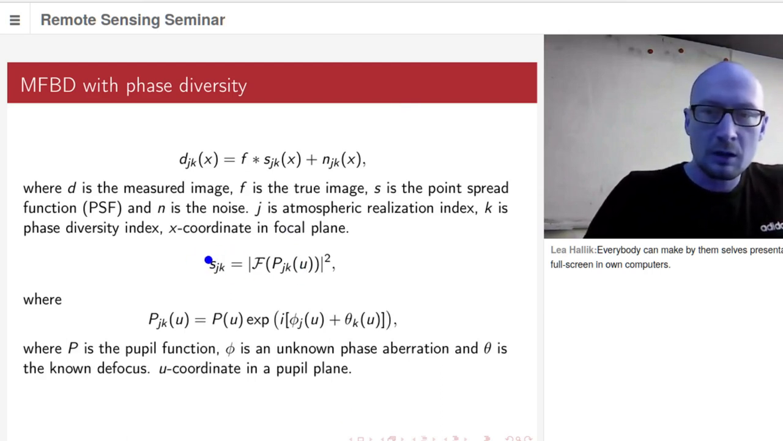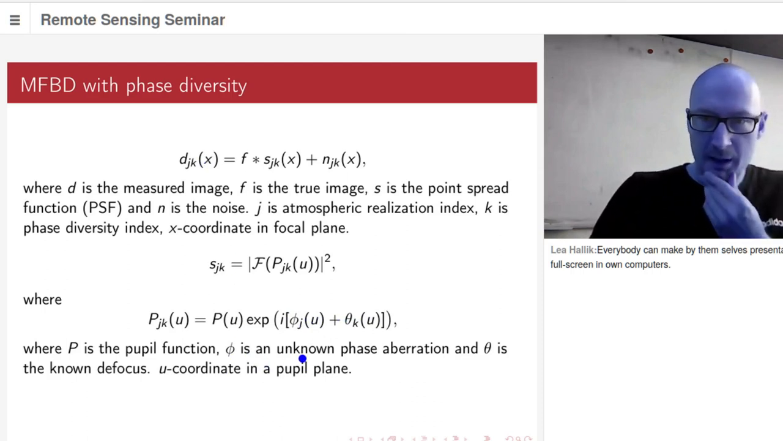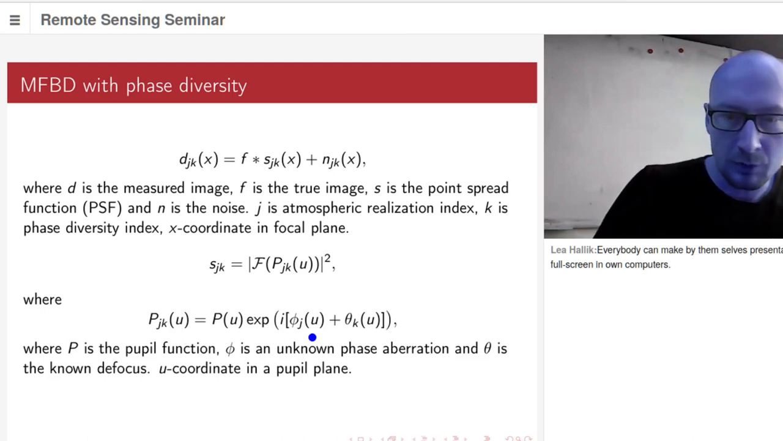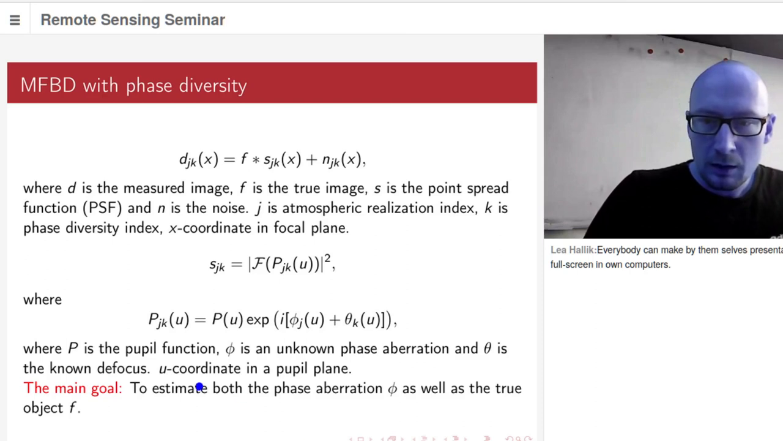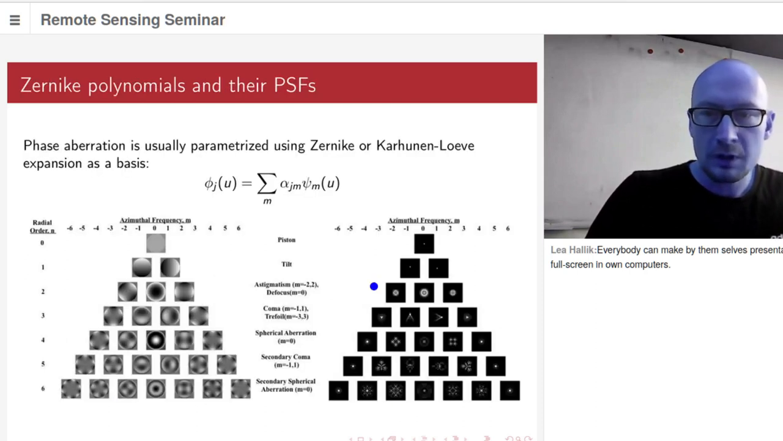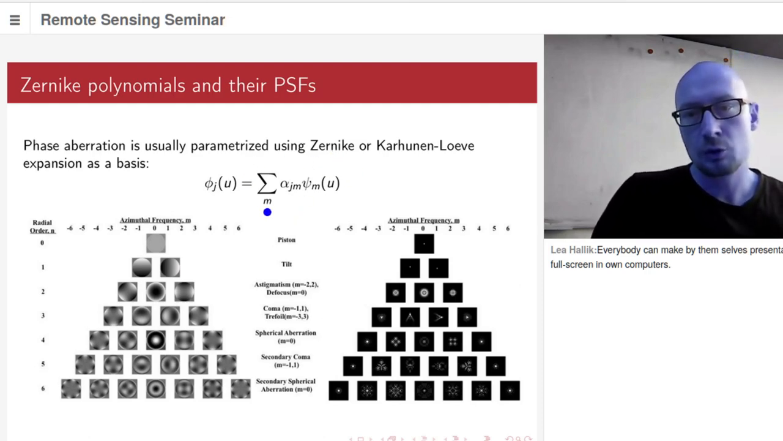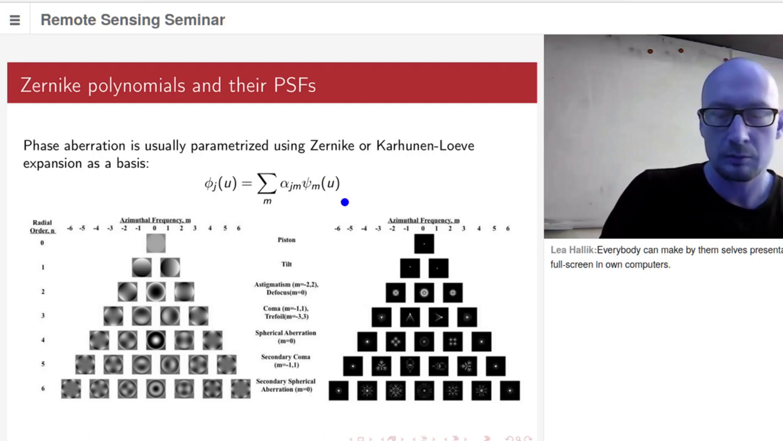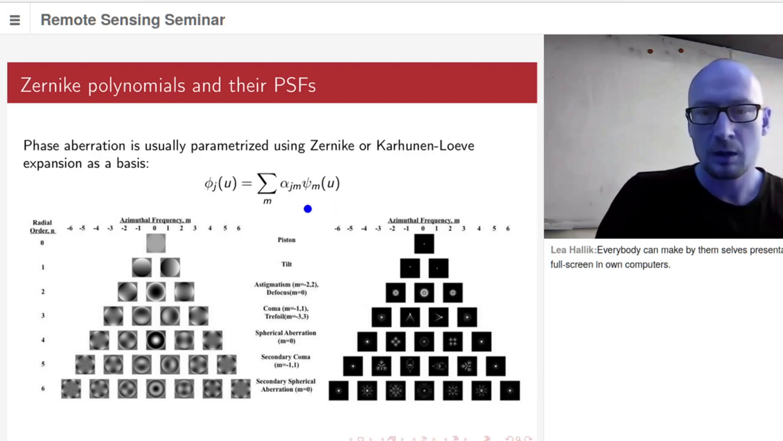The point spread function can be expressed via the so-called pupil function, which depends on the phase aberrations. Here u is the coordinate on the pupil plane, and x is the coordinate on the image plane. Now the aim is actually to estimate these phase aberrations, because these are caused by the turbulent atmosphere. To do that, usually these phase aberrations are expressed through, let's say, Zernike polynomials or Karhunen-Loeve polynomials. The latter are a little bit better choice, because then the wavefront coefficients become uncorrelated if you assume a Kolmogorov atmosphere.